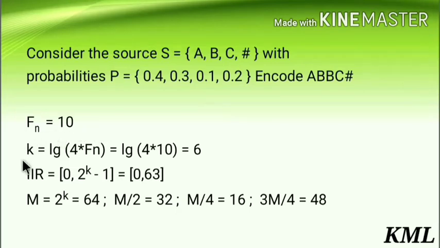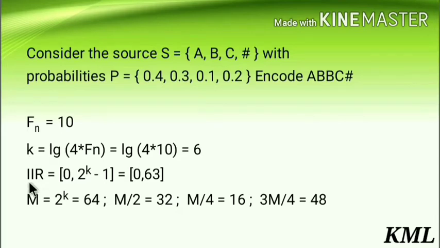Next we have something called k, which is given by log to the base 2 of 4 into fn. What is fn? 10. So this evaluates to 5 point something, which you have to round to the next integer, so you get a 6 here.